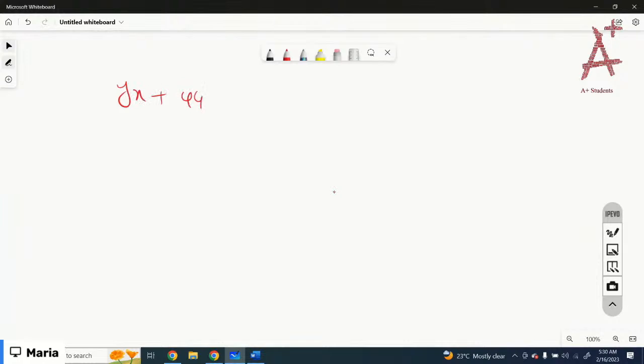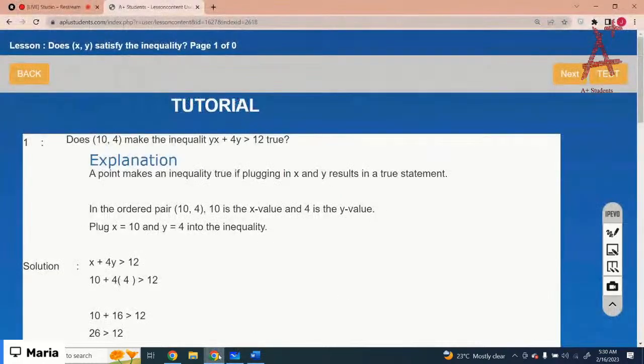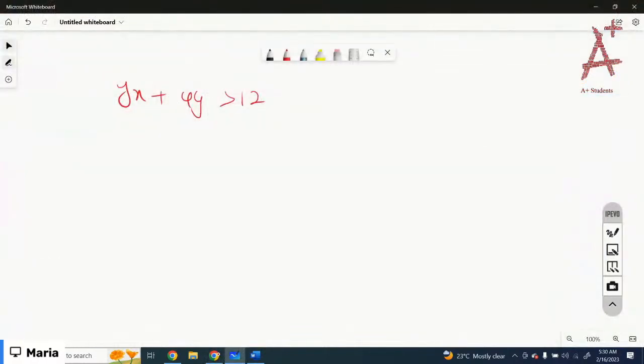Like the first one, x plus 4y greater than 12, and the pair is 10 and 4. This is the ordered pair. This is the x value and this is the y value. Got it? Just replace the variables with the values: x with 10 and y with 4. Here you have x, that is 10, plus 4 times y, that is 4.